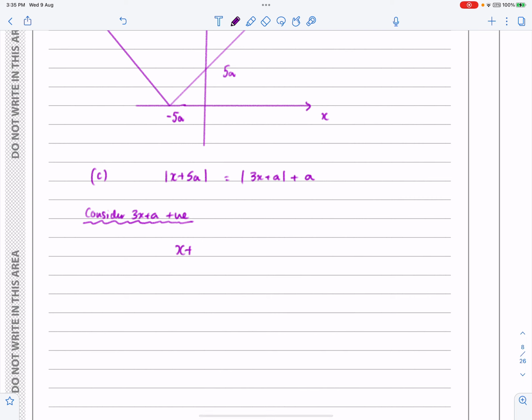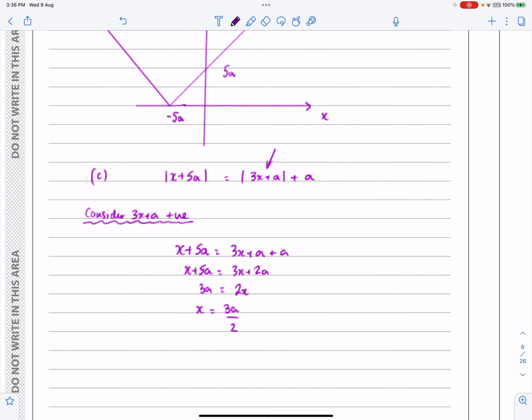You'd just say, well, x plus 5a equals 3x plus a plus a. If this bit is positive anyway, then the modulus sign has made no difference to it. So we'll just need to rearrange it and solve that. So we get x plus 5a equals 3x plus 2a. Take the x over to that side and the 2a over to that side, and I'll end up with 2x equals 3a. Okay, so x equals 3a over 2.